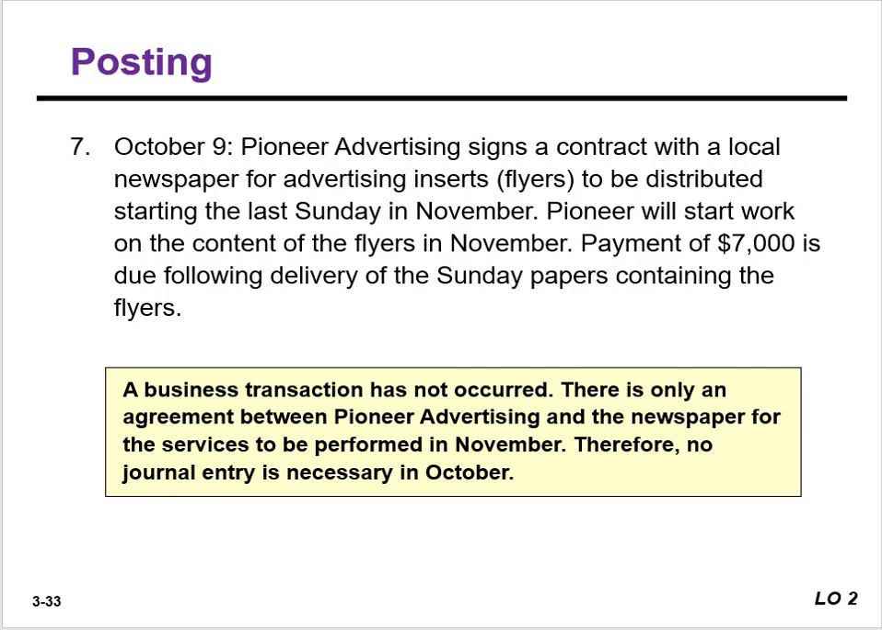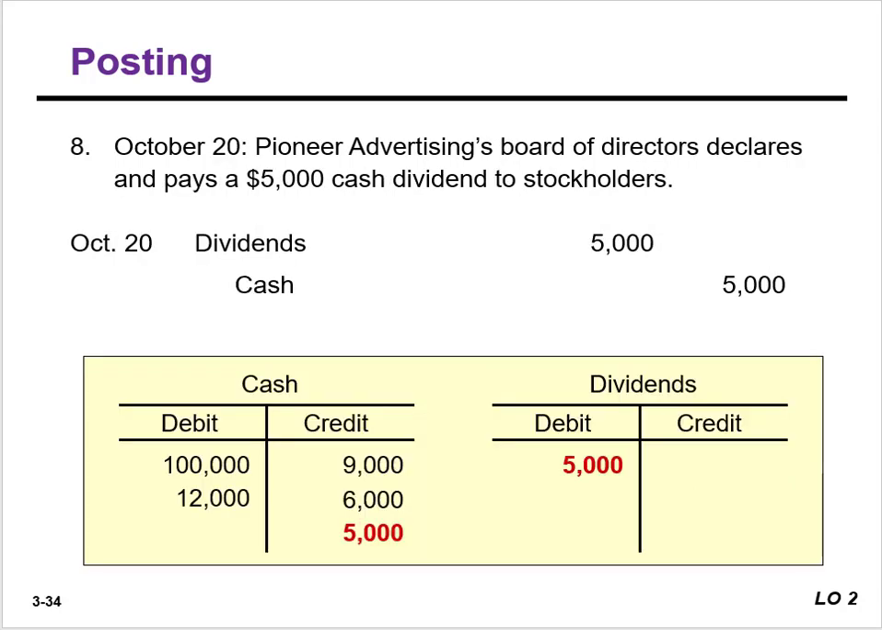And so October 9th, Pioneer Advertising signs a contract with a local newspaper for advertising inserts to be distributed starting on the last Sunday in November. Pioneer will start work on the content of the flyers in November. Payment for $7,000 is due following the delivery of Sunday papers containing the flyer. And so in this situation, there is nothing to do yet because the terms say upon delivery, and delivery has not happened. So no journal entry is necessary for October.